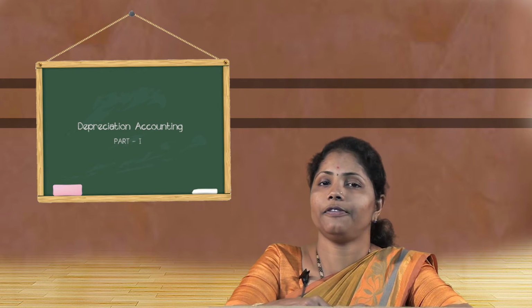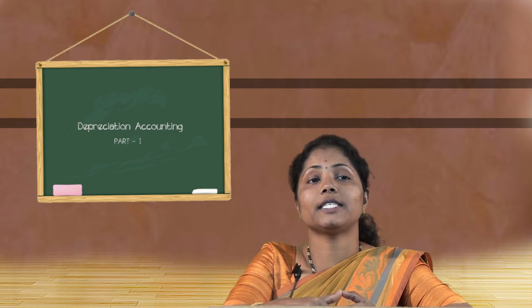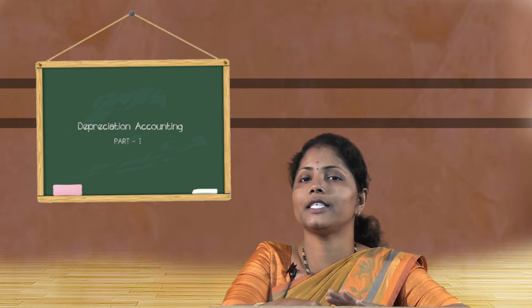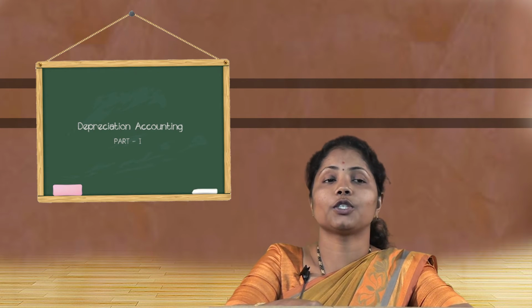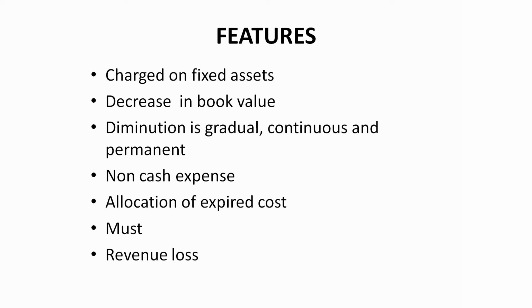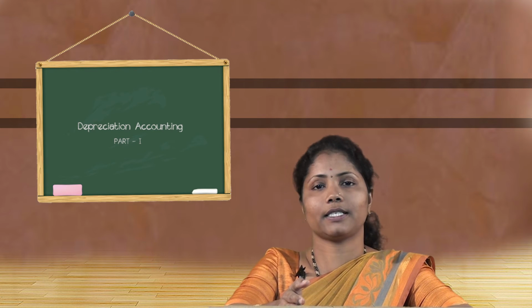The next feature is, depreciation is a non-cash expense. There is no cash outlay or outflow due to charging depreciation on the fixed assets. The book value decreases, but there is no cash outflow. So it is a non-cash expense. The next one is allocation of expired cost. In the sense, depreciation is just allocation of the expired cost of the fixed assets.